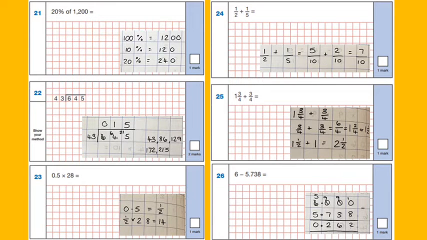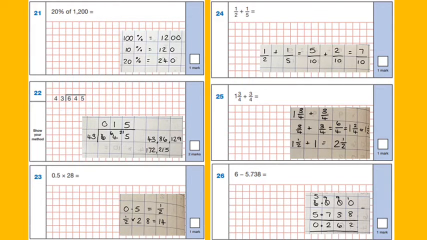Number 23, 0.5 times 28. Now this one is exactly the same as finding a half of that number. The multiply sign basically means of. So you're trying to find half of 28. So by just dividing that number by 2, you'll find that your answer is 14.